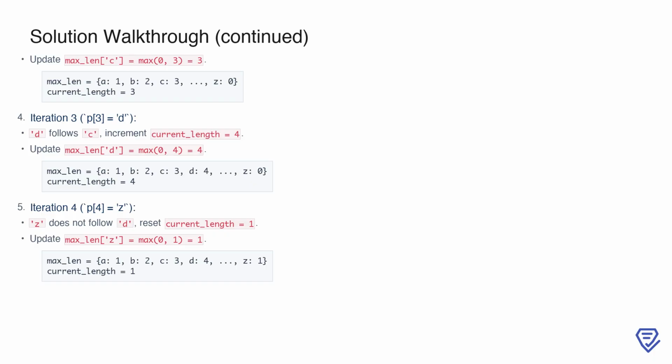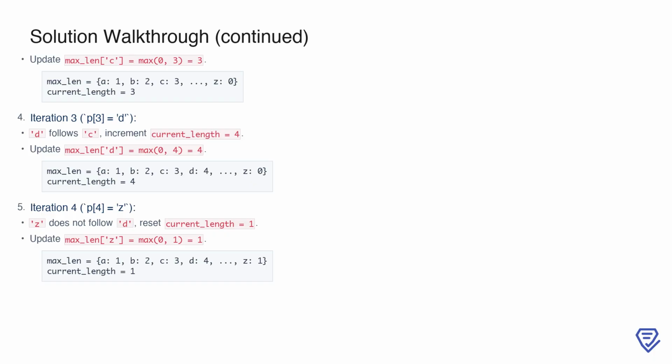For the fourth character, d, which follows c, we increment current_length to 4. This represents a valid substring of length 4 ending at d. We then update max_len[d] to the maximum of its current value, 0, and current_length, giving max_len[d] equals 4.